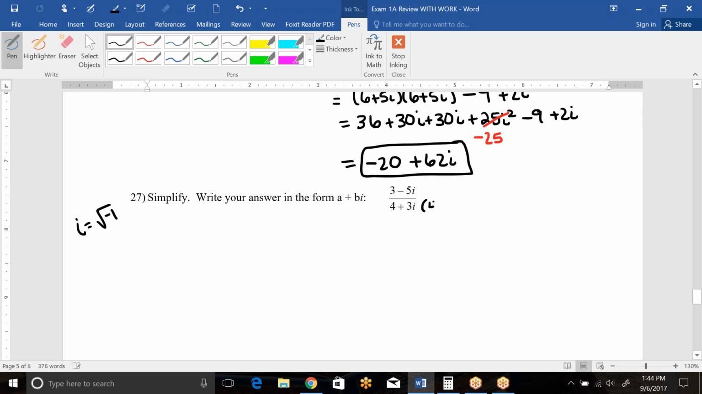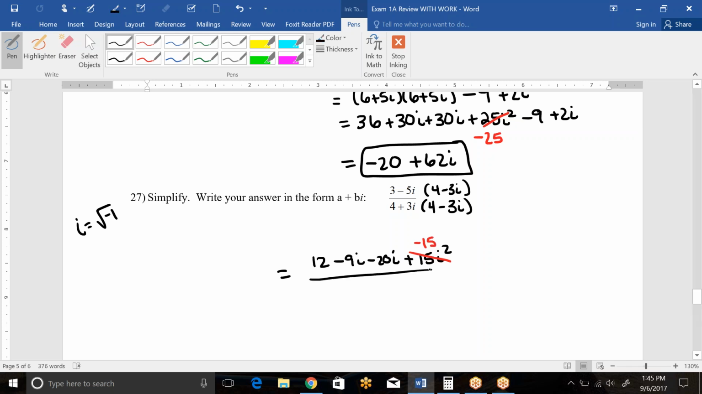So we need to multiply by the conjugate again of the bottom. So it's going to be 4 minus 3i. Now on top, this is FOIL, and on bottom it's also FOIL. So 3 times 4 is 12. 3 times negative 3i would be negative 9i. Negative 5i times 4 would be negative 20i. Negative 5i times negative 3i is positive 15i squared. And yes, we will have to change that to really be negative 15.